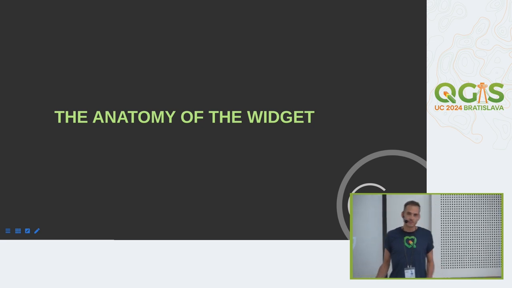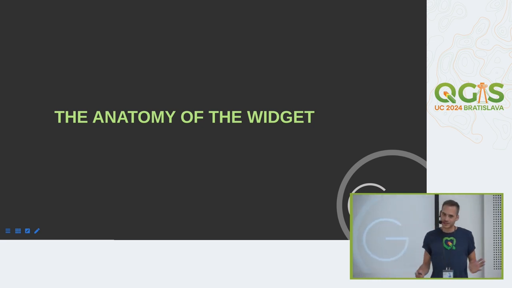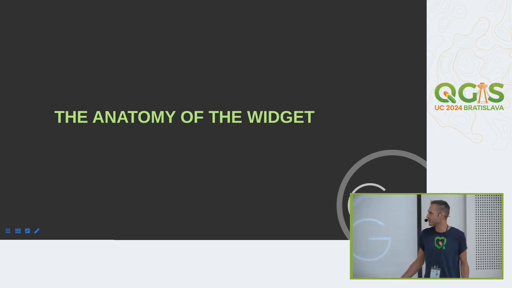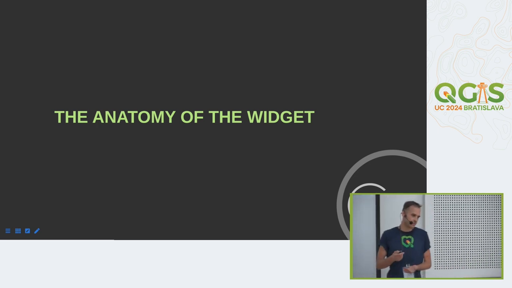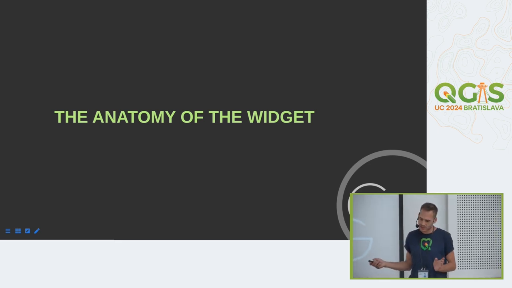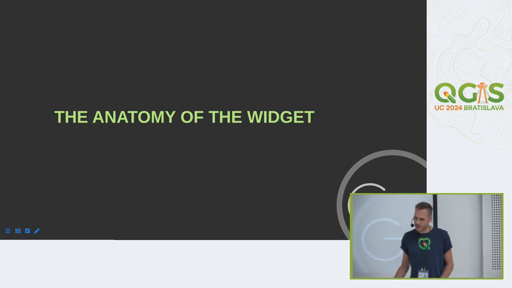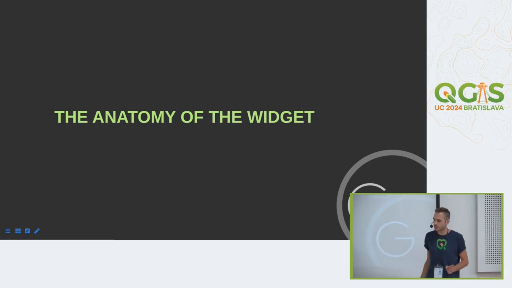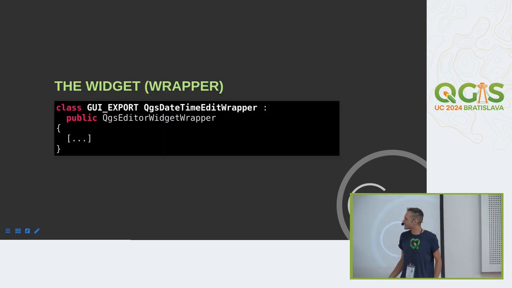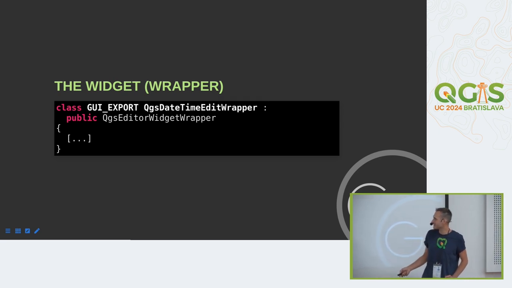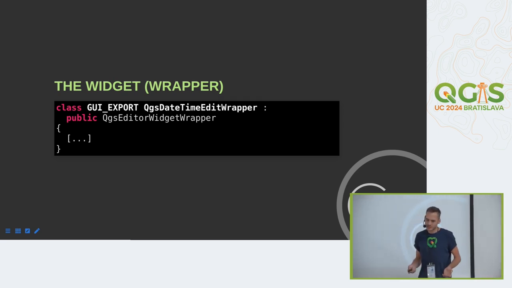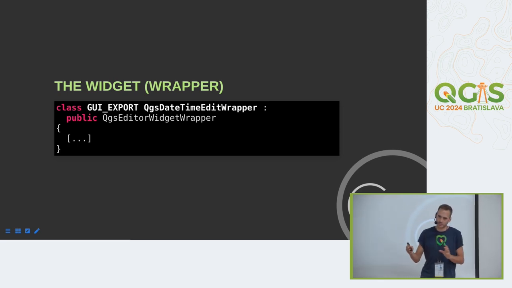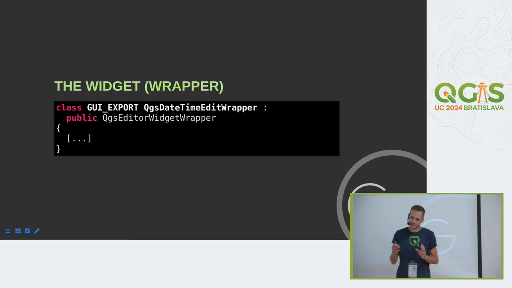Now, to create a mutant, to create a superhero, you need to know its anatomy first. And a widget in QGIS, what you have seen before, basically consists of three main components. The first is the widget itself. It's actually not a widget like a QWidget. It's more like a widget wrapper. Something wraps all the buttons, drop-downs, etc.